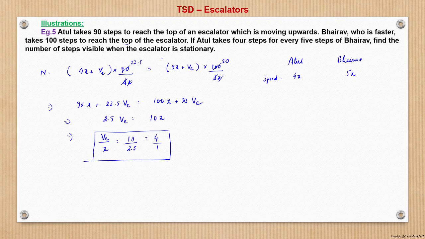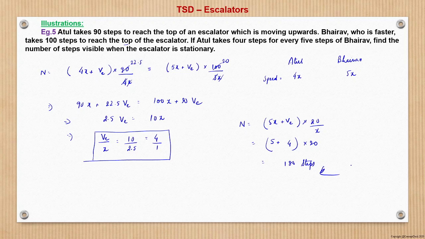Now we have to find the number of steps in the escalator. We take that as n. We can take any one. So let us take n is equal to 5x plus VE into 20 upon x, right? 100 by 5x is 20 upon x. And VE by x we will take inside. So this becomes 5 plus VE by x, which is nothing but 4, right? Into 20. So this becomes 9 into 20 is 180. 180 steps is the answer.